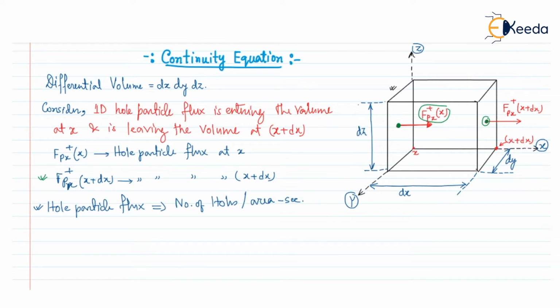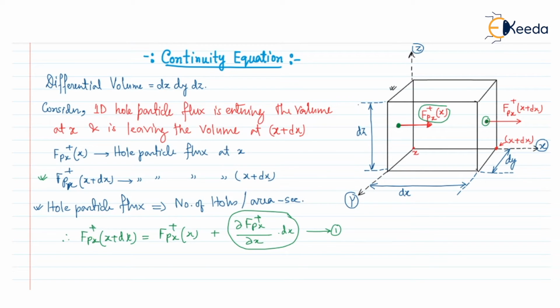So we can say that Fpx at x plus dx plus, that is the hole particle flux at x plus dx, can be written as Fpx at x plus, plus del of Fpx plus by del x into dx. So this term denotes the rate of change of hole particle flux inside the volume. Let us denote this equation as 1.